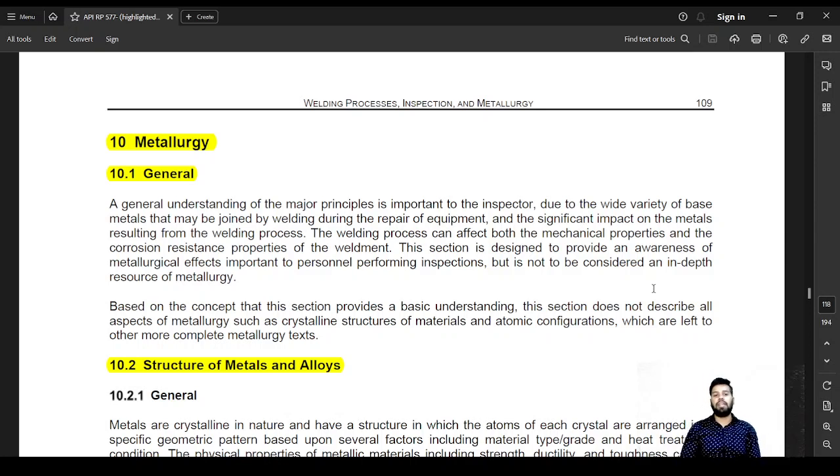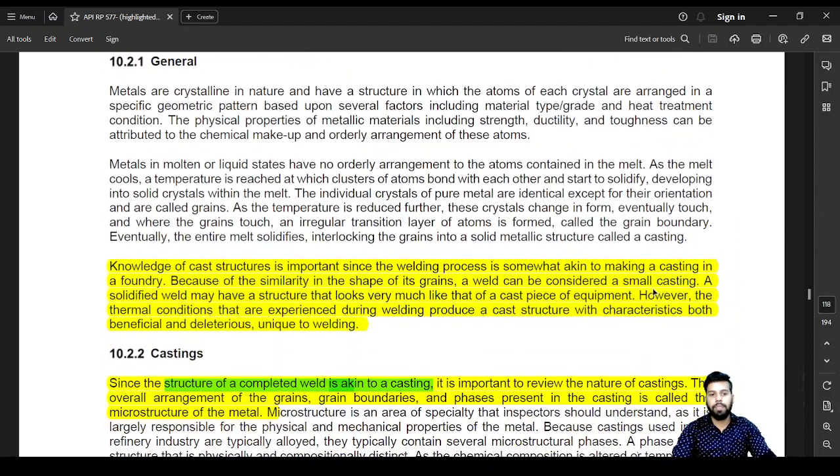So in general, understanding of major principles is important to the inspector due to the wide variety of base metals that are being joined by welding during the repair of the equipment, and the significant impact on the material resulting from the welding process. Structure of metal and alloys.